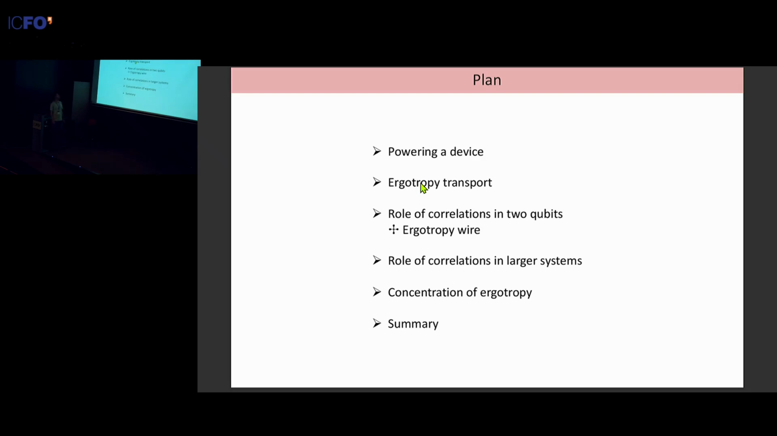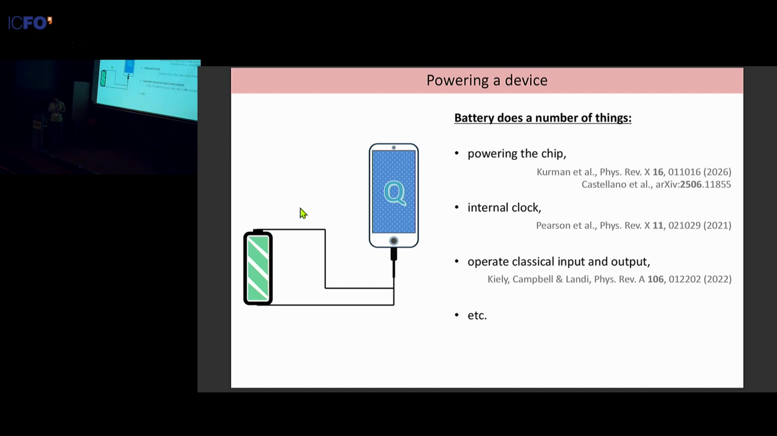The plan of the talk is as follows. I will start with a general introduction on powering a device: what does it mean to power a device with a quantum battery, going back to the discussions during the first day. Then I will come to ergotropy transport, and you can see how this comes about in this context. Then I will discuss the role of coherences, starting with 2 qubits, because 2 qubits are the simplest thing. Then I will describe an ergotropy wire. Then I will go to larger systems, and time permitting, I will talk about concentration of ergotropy. And I will summarize.